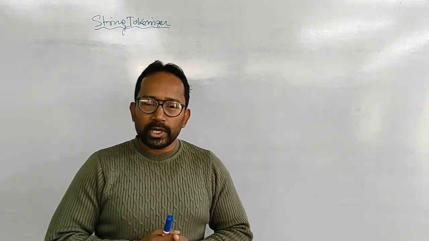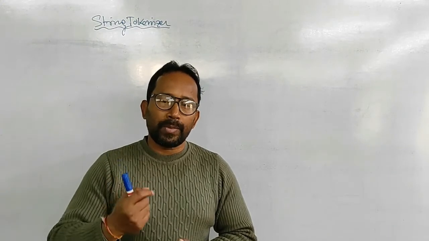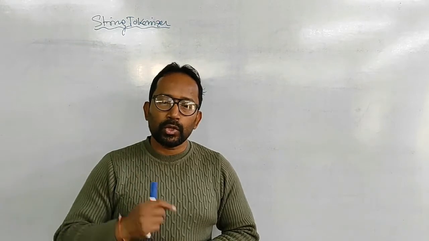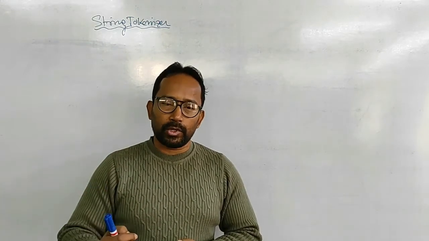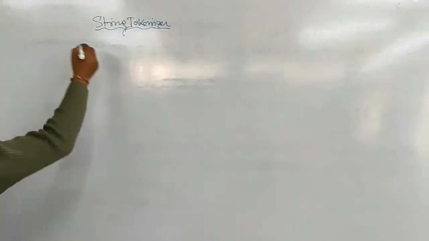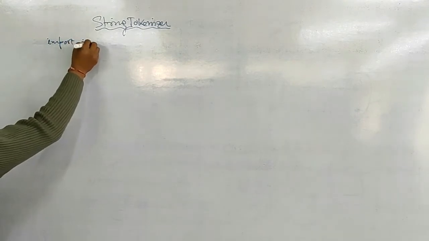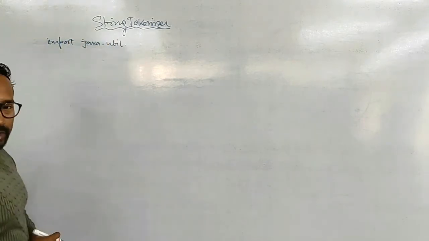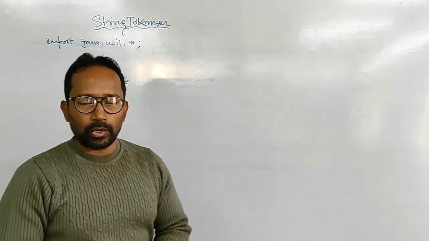To use the StringTokenizer class in our program, we have to include it from the util package. That means at the beginning of the program, you have to write an import statement to include the StringTokenizer class or the package util in our program. So let's see. import java.util.StringTokenizer; this should be your first statement in your program.